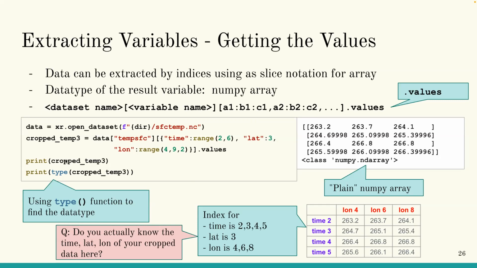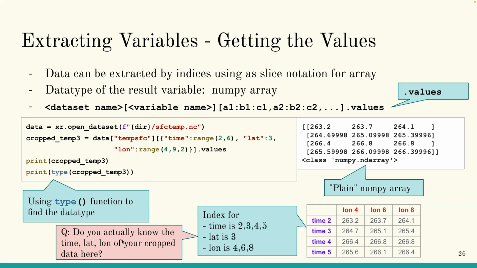So when you print this crop temp 3, you will see that it's no longer an Xarray object. You can do calculation with this 2D array in here. When you use the type function, you can find that it's a NumPy array.